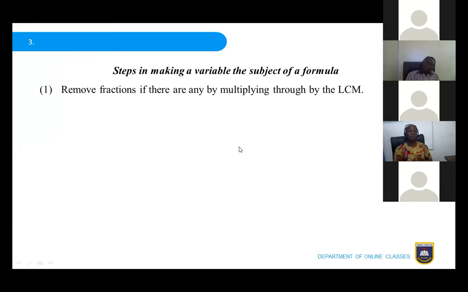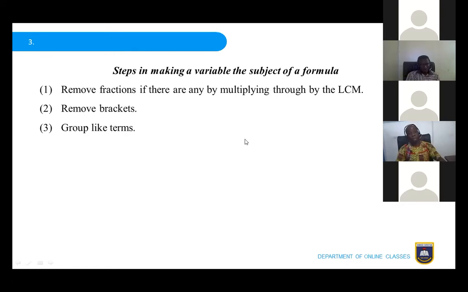Steps in making a variable the subject of a formula. When you are given any formula, these are the steps you need to go through in order to make that variable stand alone. One, remove fractions if there are any. And how do we remove fractions? By multiplying through by the LCM, which means that you multiply each term by the LCM. Each of the fractions there, or any of the terms, it could even be a bracket, you multiply each term by the LCM. Two, remove brackets. After multiplying through by the LCM, you will definitely cancel out some of the numbers or expressions or letters. You will now remove brackets by expanding whatever you have left.